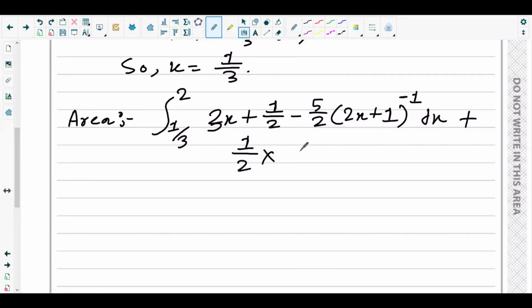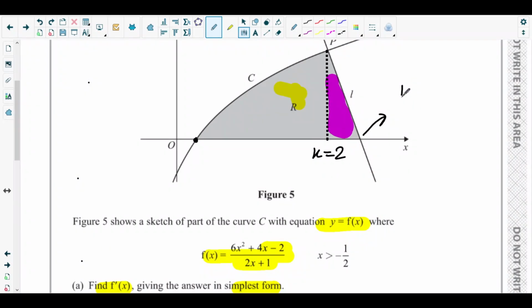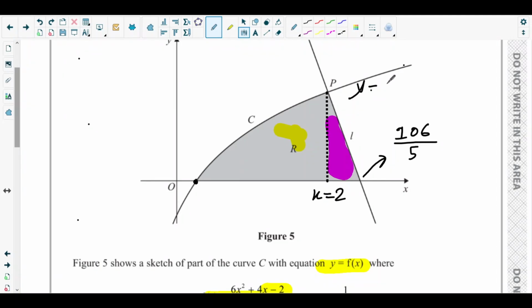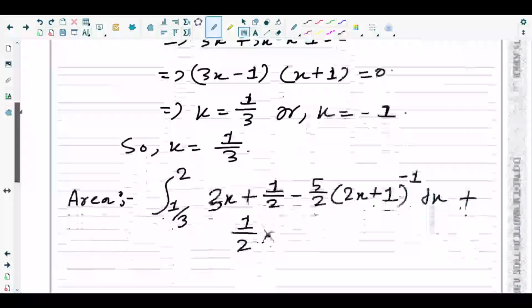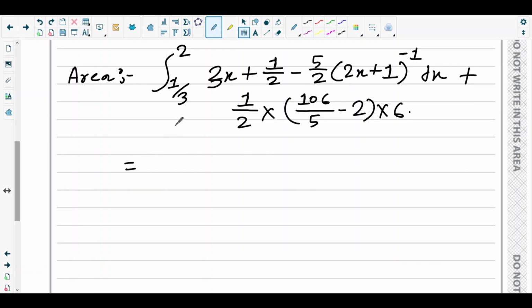Done. So the base would be what? Let's have a look at the sketch. Look, this x coordinate is 106 over 5. So the base is this x value minus 2, 106 over 5 minus 2. And the height is the y coordinate of point P, which is y equals 6. We got the height, we got the base, isn't it? So half times (106 over 5 minus 2) times the height, 6. Done. Now just find the integration.